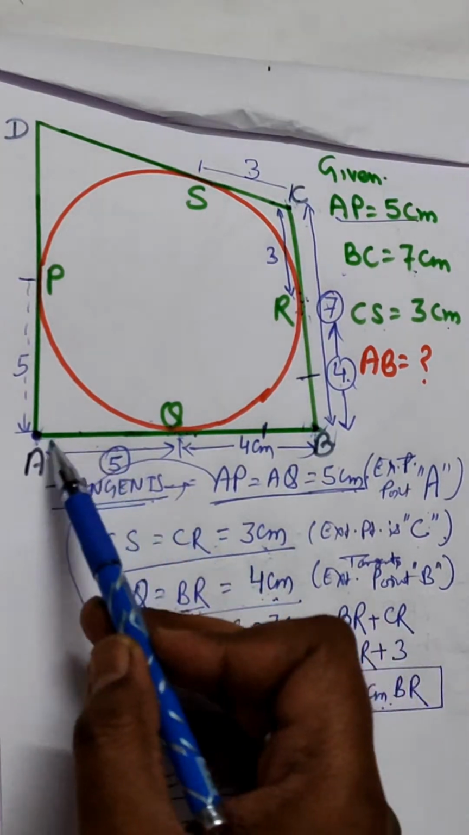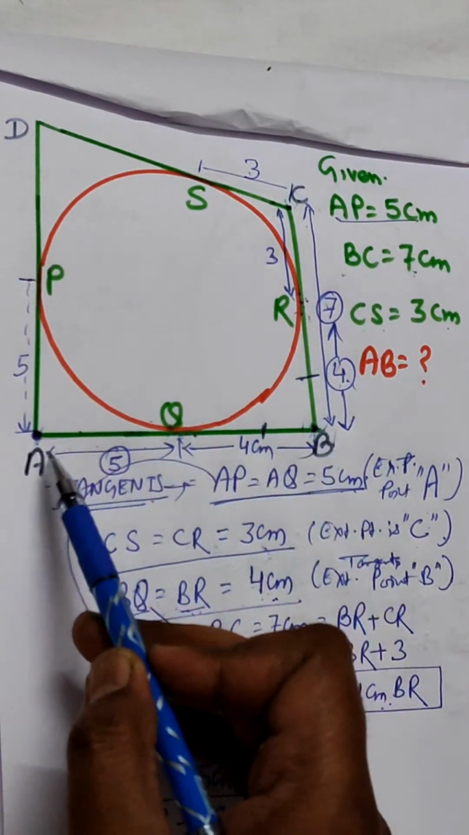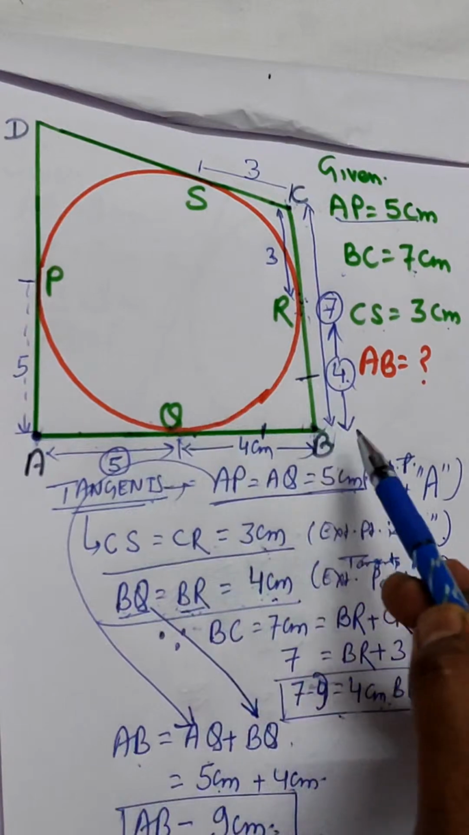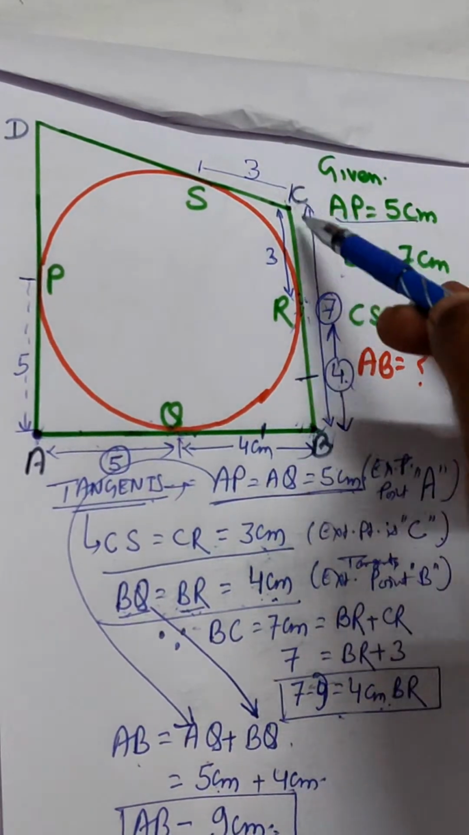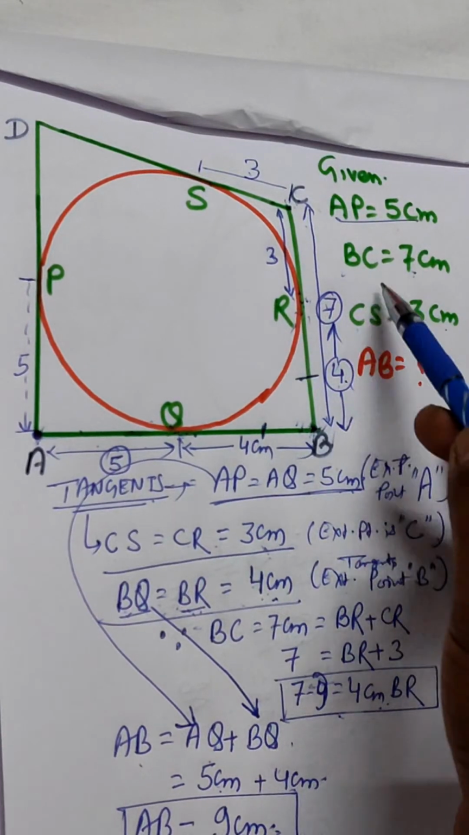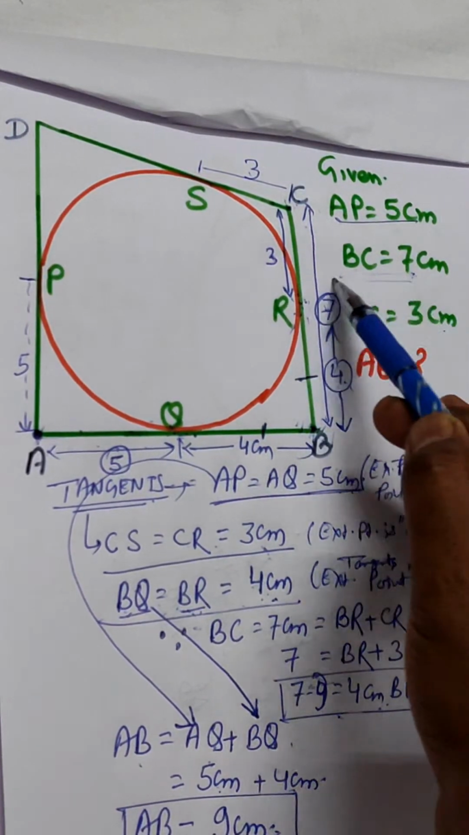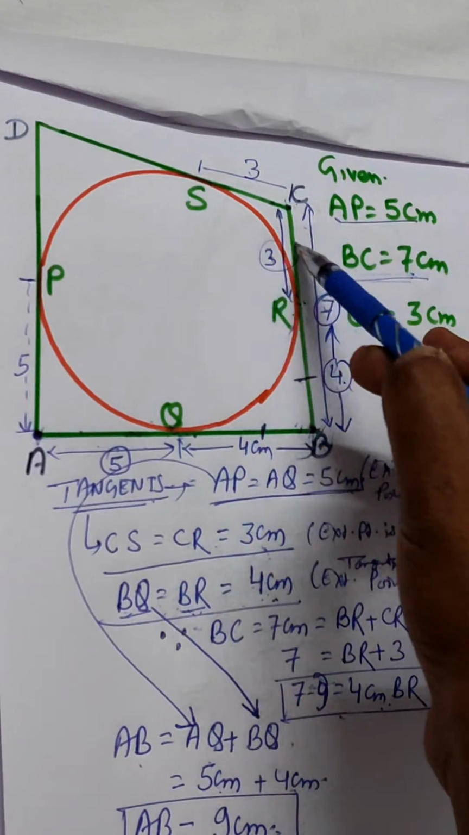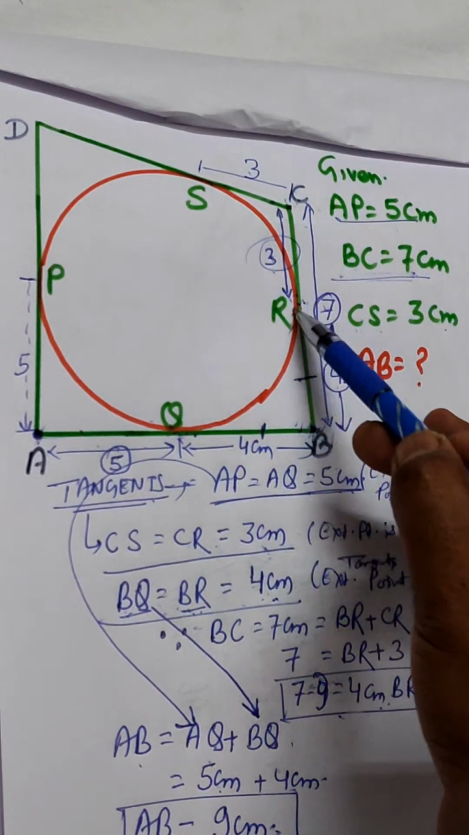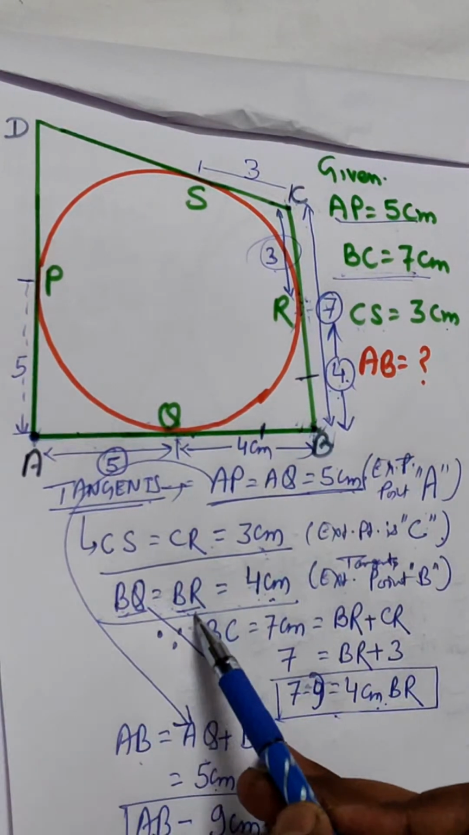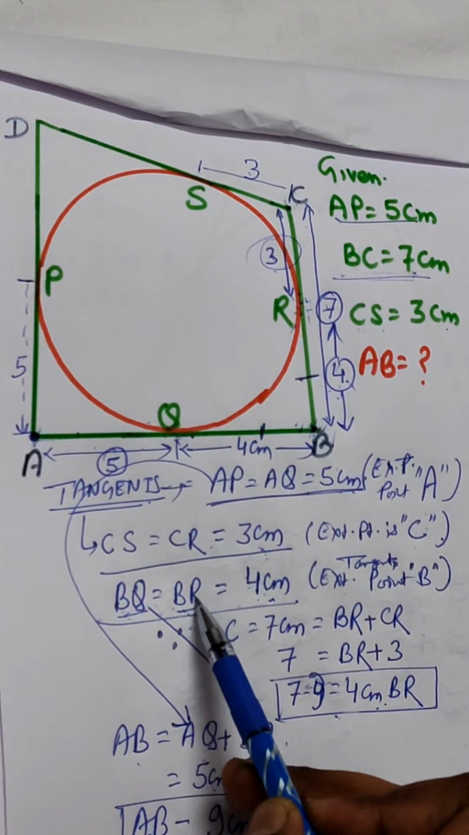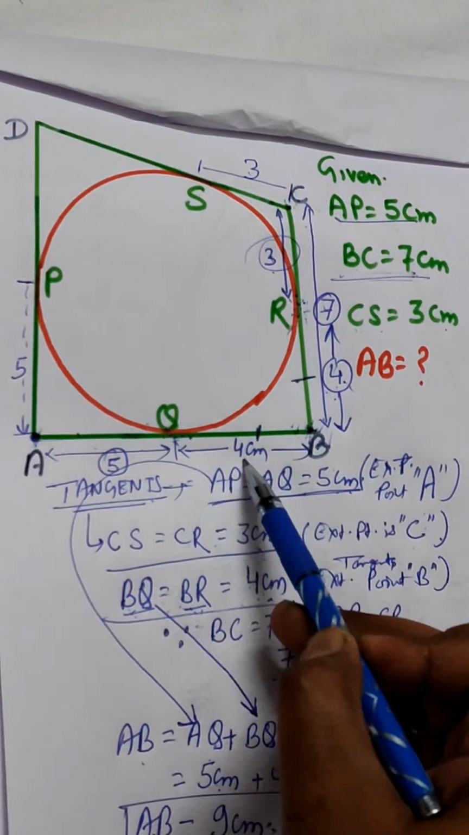Now the length of AB is calculated as AQ plus BQ, but earlier we did not know the length of BR. Since the length of BC was given to us, here you can see BC as 7 centimeter. So from 7 centimeter, if we subtract 3 centimeter, we get the length of BR as 4. If the length of BR is known to us, then BQ is also equal to BR. So the BQ length is calculated as 4 centimeter.